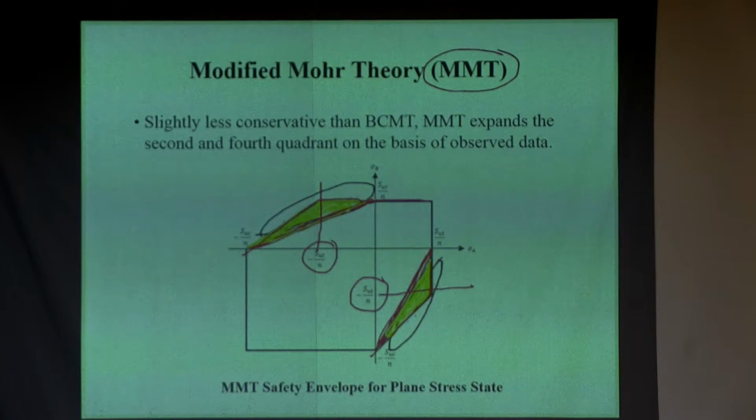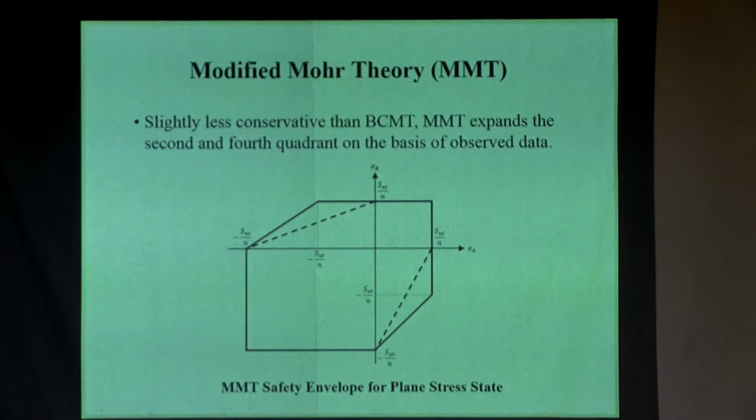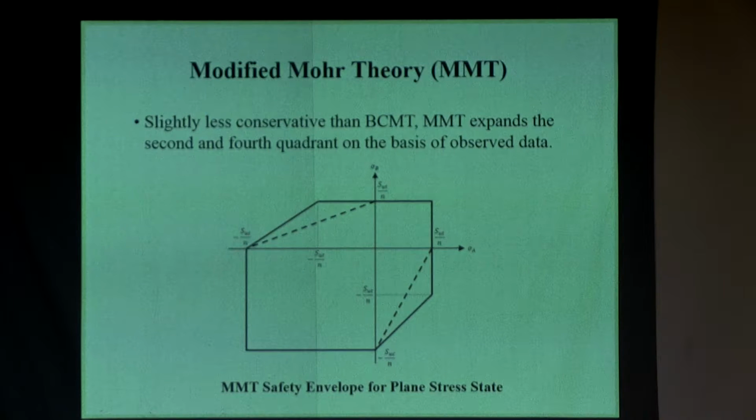So the safety envelope for the plane stress case is shown here. The BCMT and the MMT are both plotted, and you can see that the MMT has a larger area available in the safety zone than the BCMT does. So it's a less conservative version of the BCMT. The equations for this are in the books. They're not listed on the slides, but they are in the book.